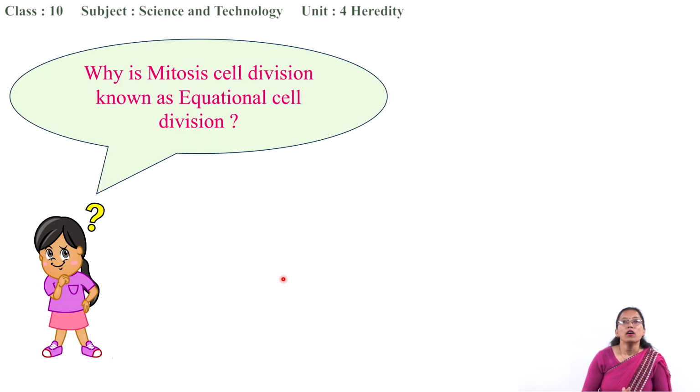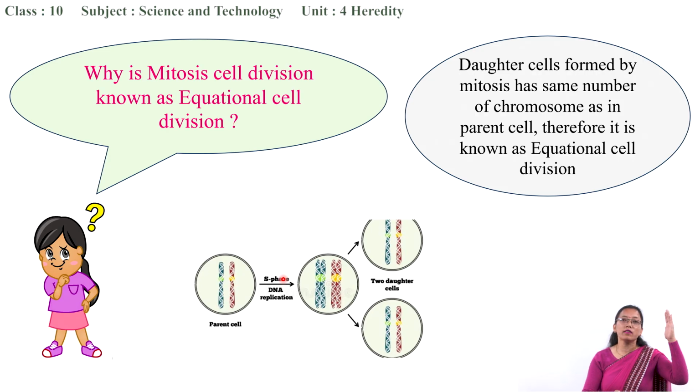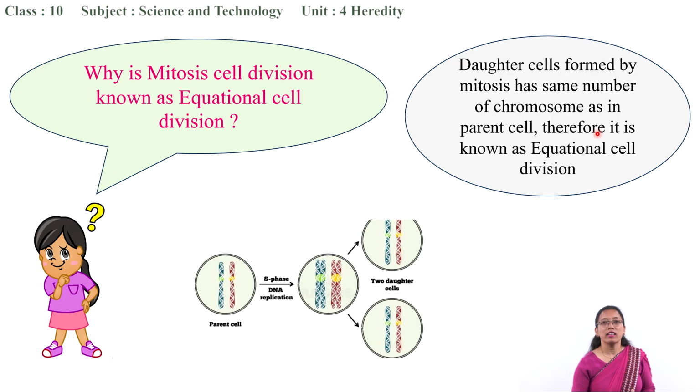Now, this mitosis is also called equational division. Why is it called equational cell division? Just now we discussed that the number of chromosomes remains the same in the daughter cell as in the parent cell. So, here the number of chromosomes is equal in the parent as well as daughter cells. Because of that, it is called equational cell division. That means the number of chromosomes in the daughter cell is equal to the number of chromosomes in the parent cell.